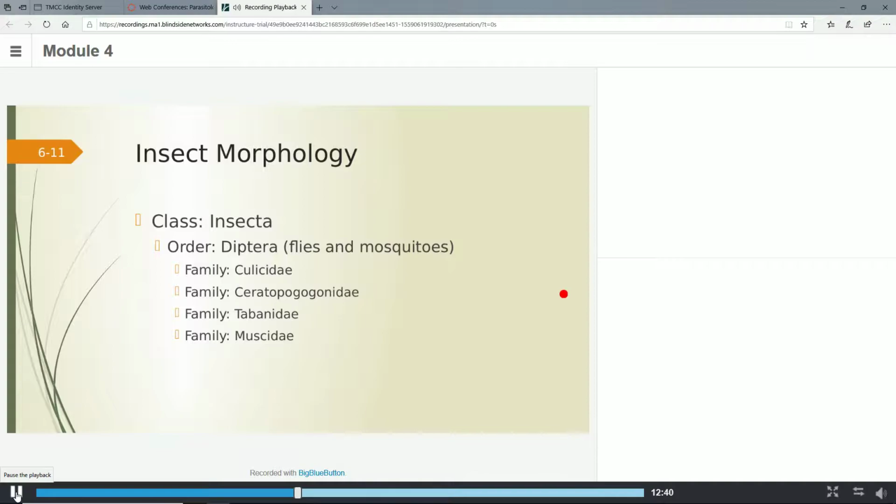So we have two pairs of wings, and they go through a complete metamorphosis. Some of the most important flies that we're going to hear about are the Anopheles mosquito, and then we're also going to think about flies like the sand fly or the tsetse fly. And we're going to hear more.